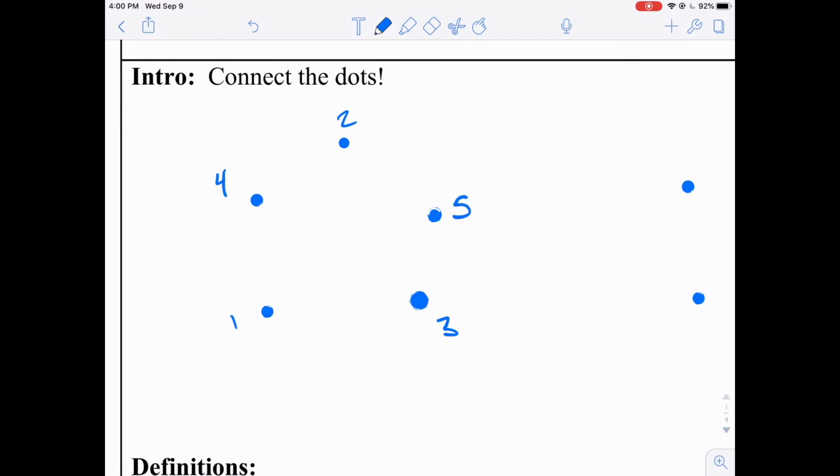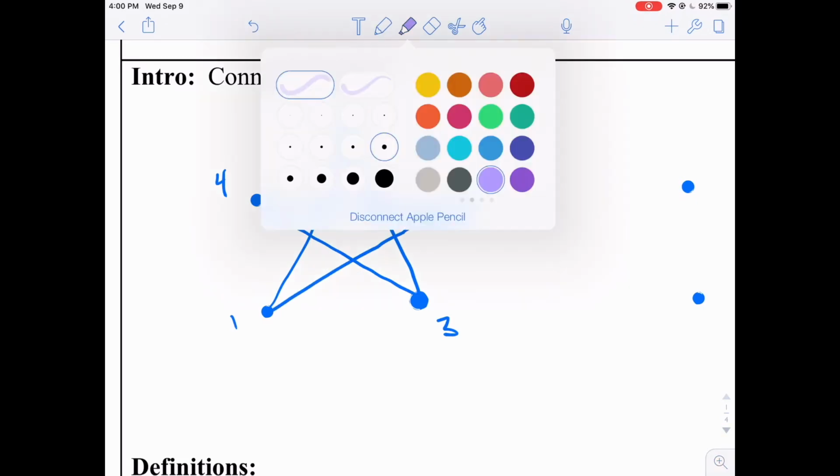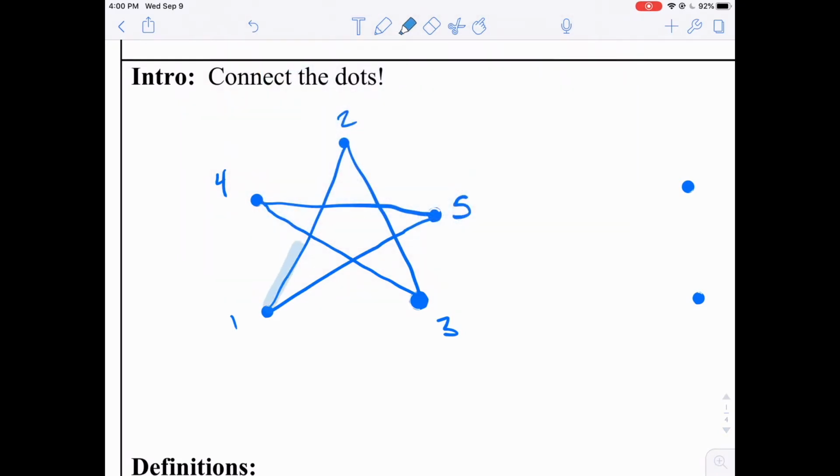I'll go here, here, here, here, and let's end back there. Oh, look, guys, we made a star. Oh, because you are just shining, brilliant students. But that's because we went 1, 2, 3, 4, 5.